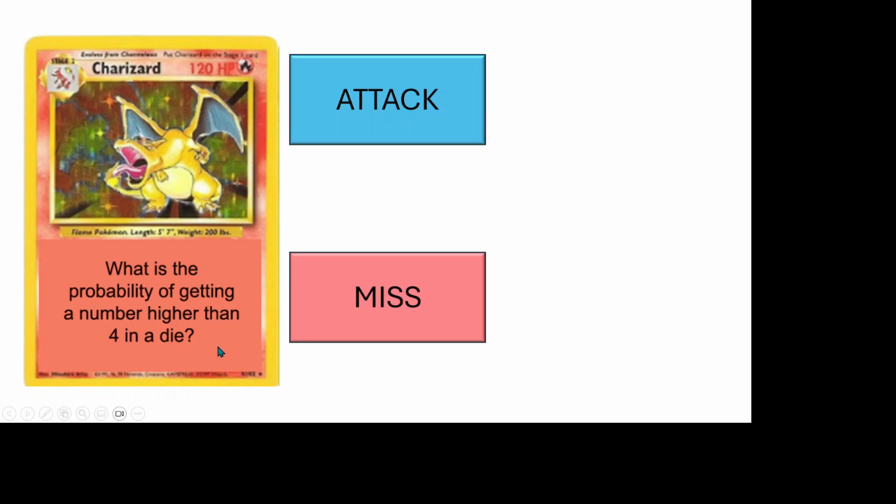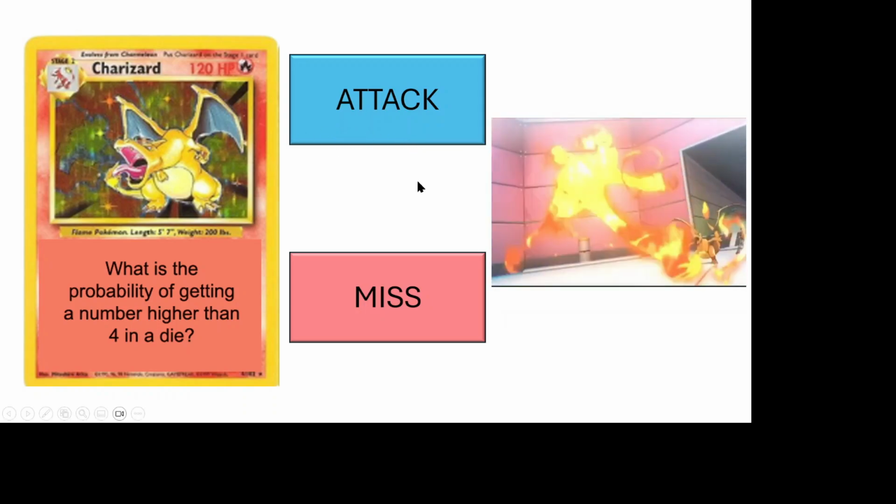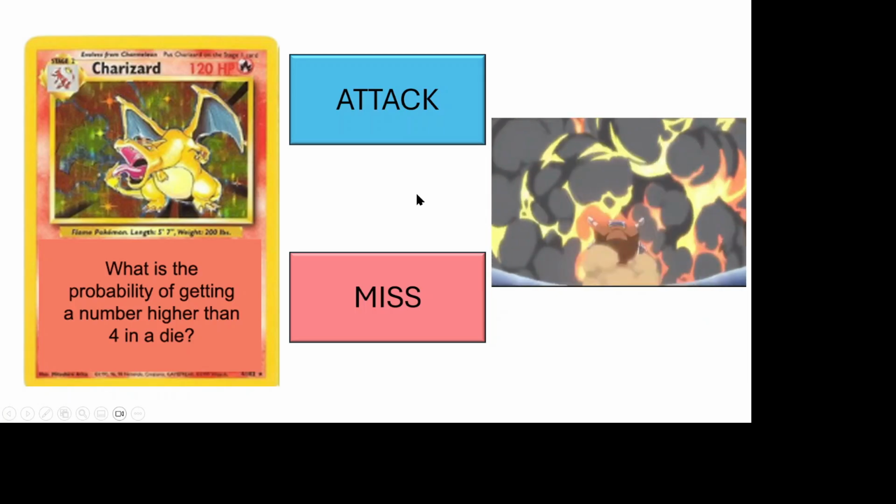So what is the probability of getting a number higher than 4 in a die? So again, the numbers higher than 4 in a die are 5 and 6. So there are only 2. And since there are 6 numbers in a die, so the answer is 2 over 6, or simply 1/3. So if the group will be able to answer, they will see their Pokemon attacking.